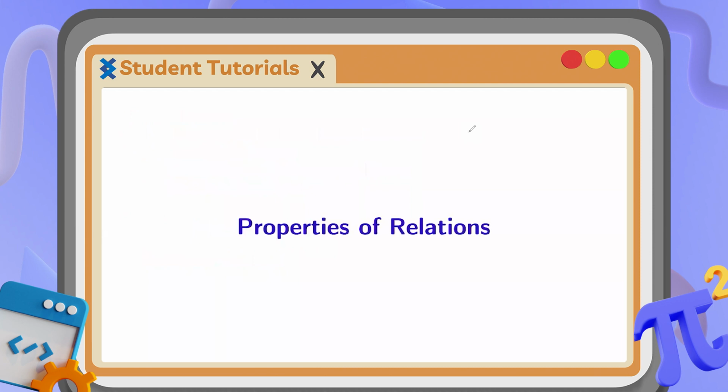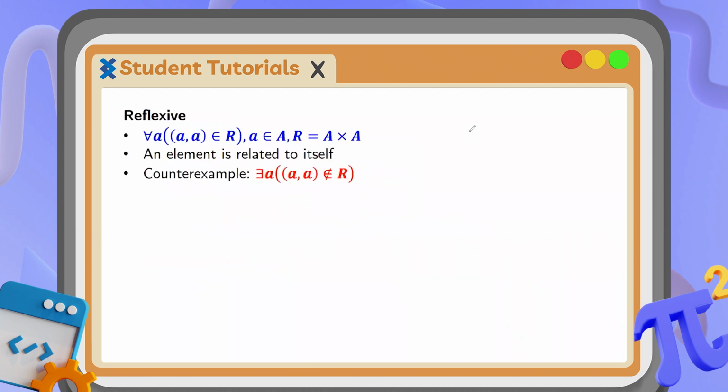So now we will proceed with the properties of relations. First we have the reflexive property, where for all elements a that are part of the set A, and the relation is a subset of the Cartesian product of A with itself. Basically, it states that for all elements a, the ordered pair (a, a) is in the relation, or an element is related to itself. To find a counterexample for this, you apply De Morgan's to the entire statement, and you'd get: there exists an element a where the ordered pair (a, a) is not in the relation.